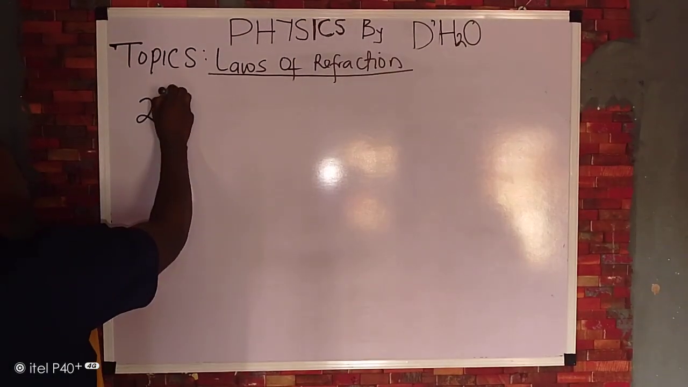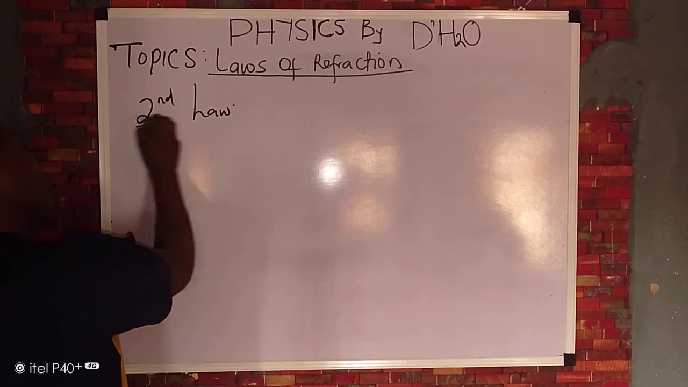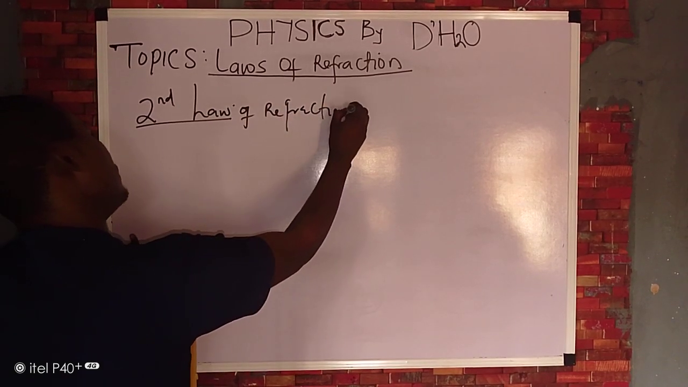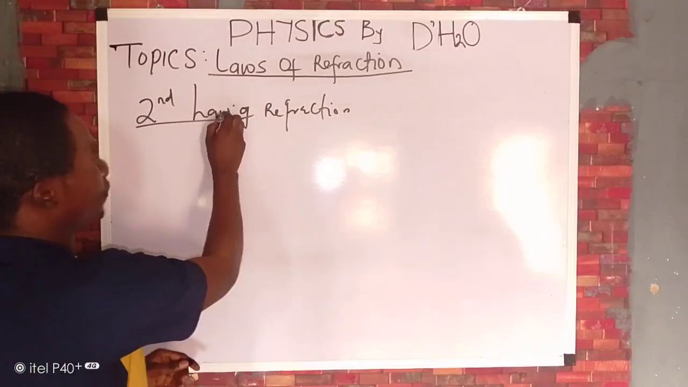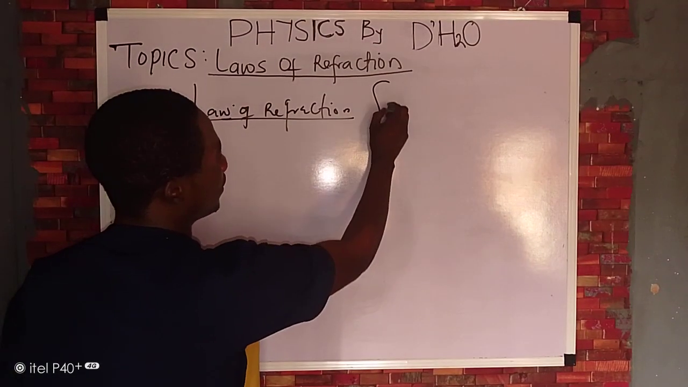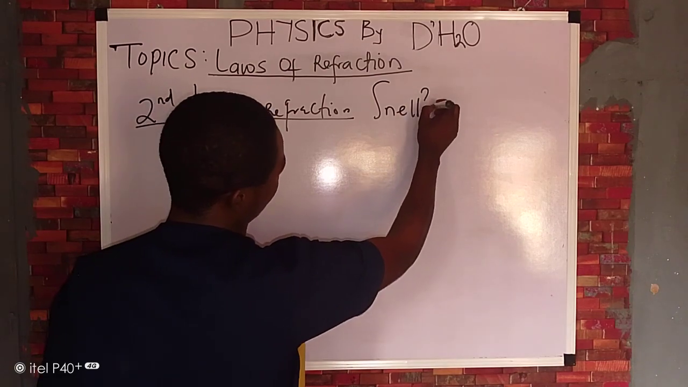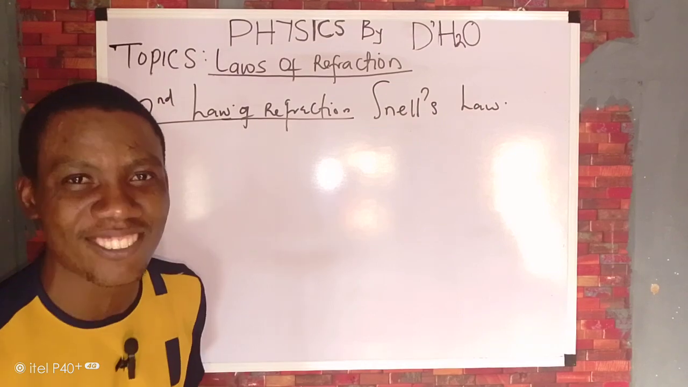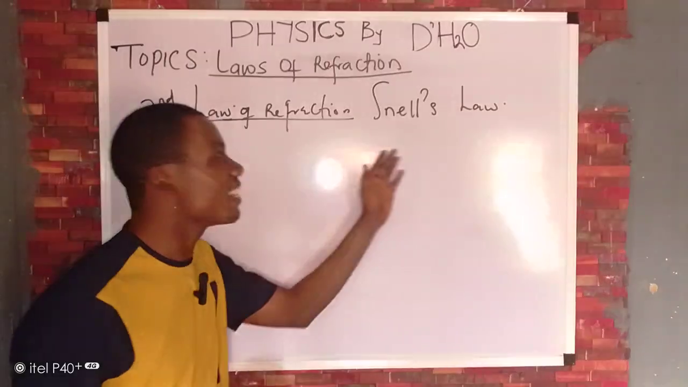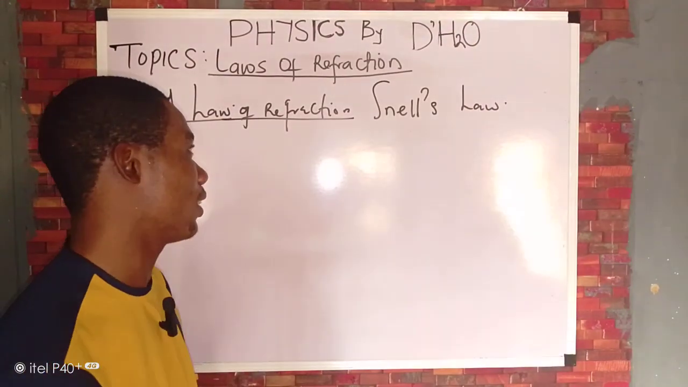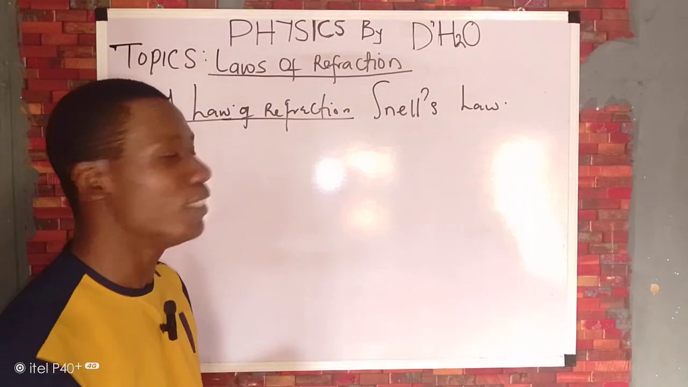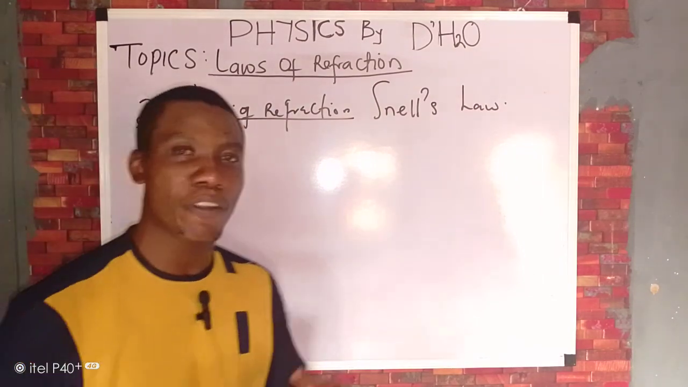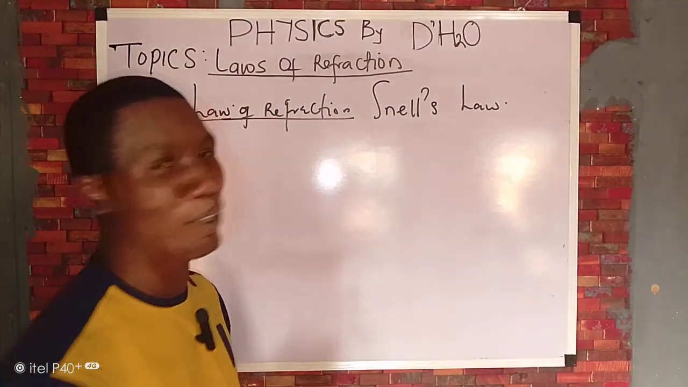Now, according to the second law of refraction, don't forget, the second law of refraction is also called Snell's law. Please take note of that. It's also called Snell's law of refraction. Okay? Now, what does the law state? It states that the ratio of the sine of the angle of incident to the sine of the angle of refraction is constant for a given pair of media.